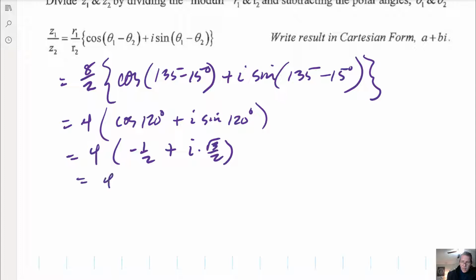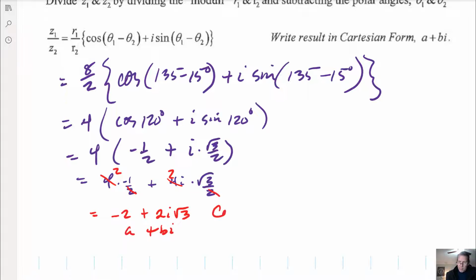Multiplying through, you get 4 times negative 1/2 plus 4 times i times root 3 over 2. You just simplify a little bit. 4 divided by 2 is 2, and 2 times negative 1 is negative 2. 4 divided by 2 is 2 again, and you get 2i root 3. So negative 2 plus 2i root 3, and that is Cartesian form again.